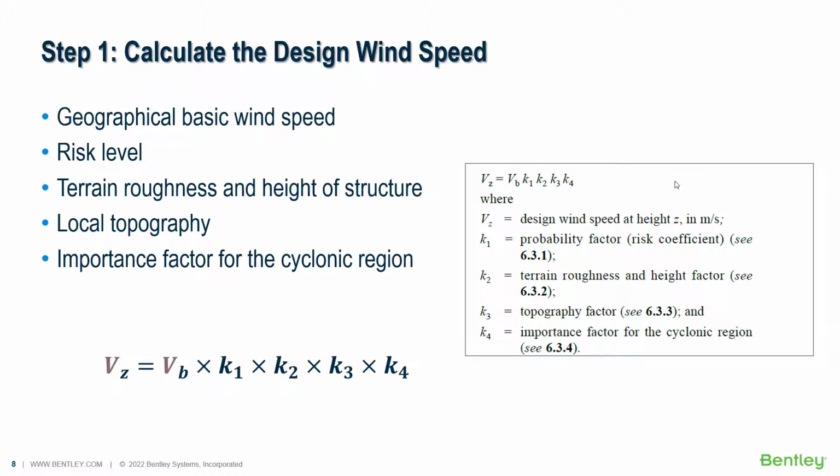To cater for all these, certain factors are defined by the code as K1, K2, K3 and K4. So the design wind speed at a given height will be calculated as Vz is equal to Vb into K1 into K2 into K3 into K4, where Vb is the basic wind speed.